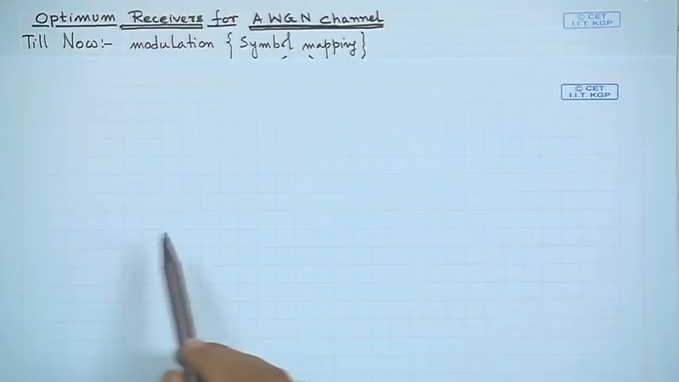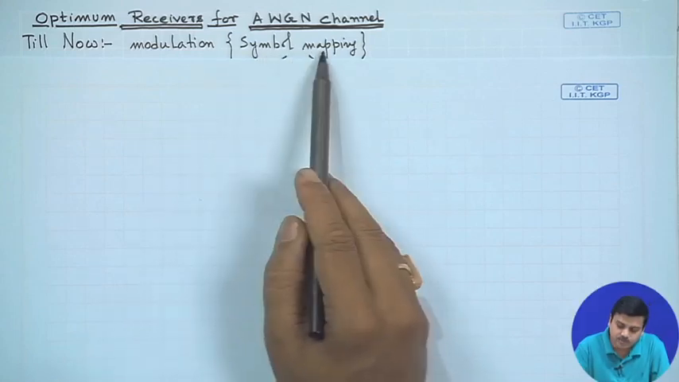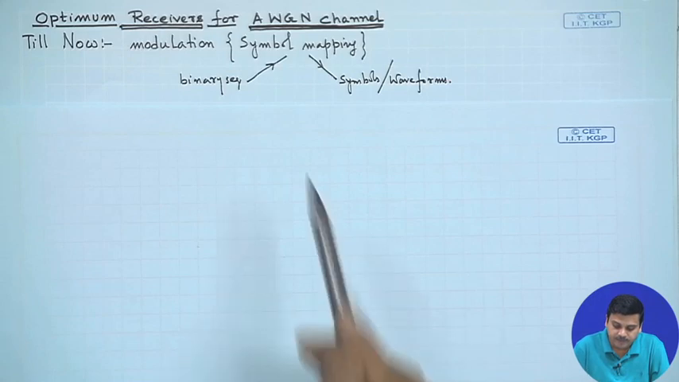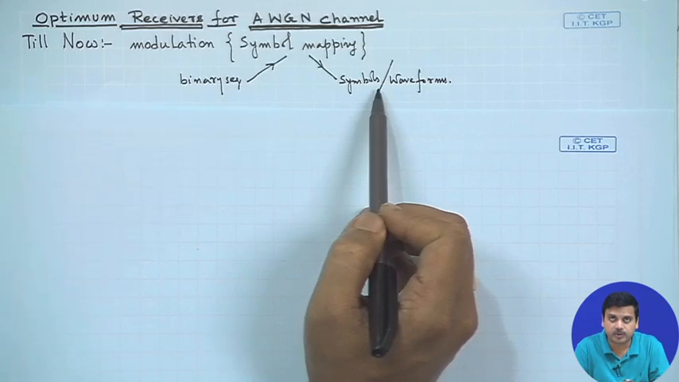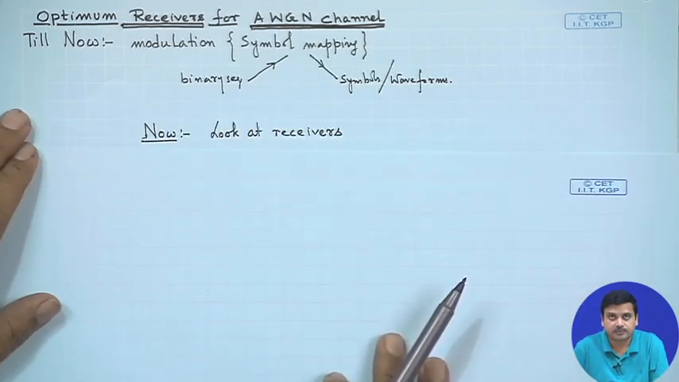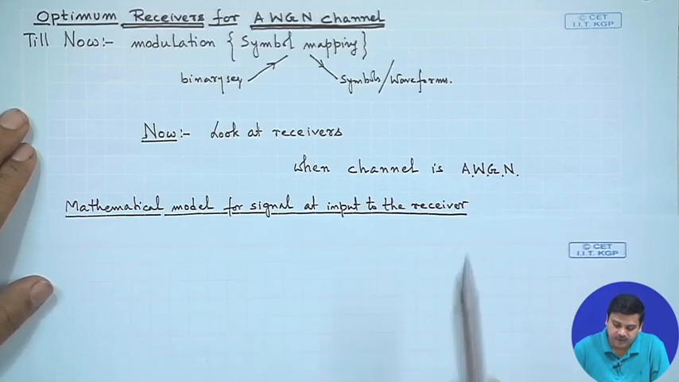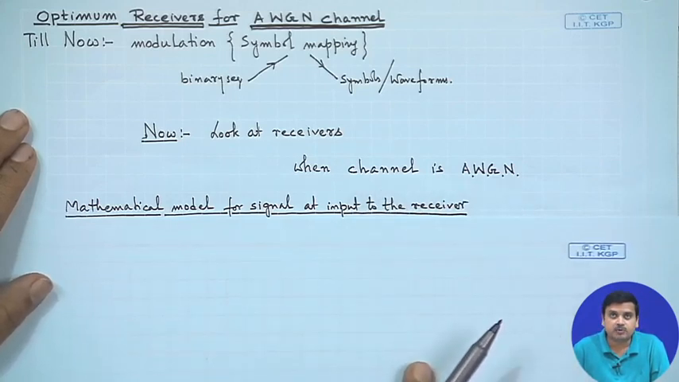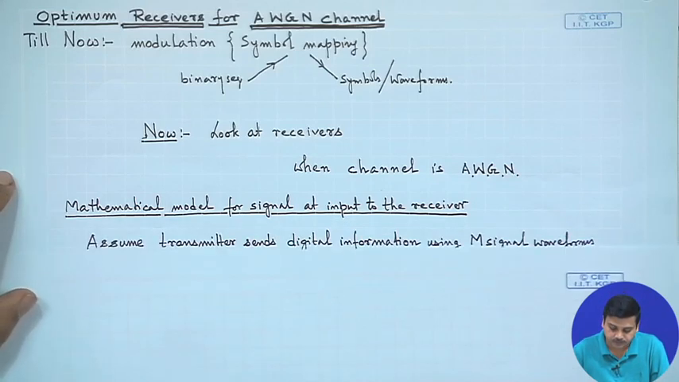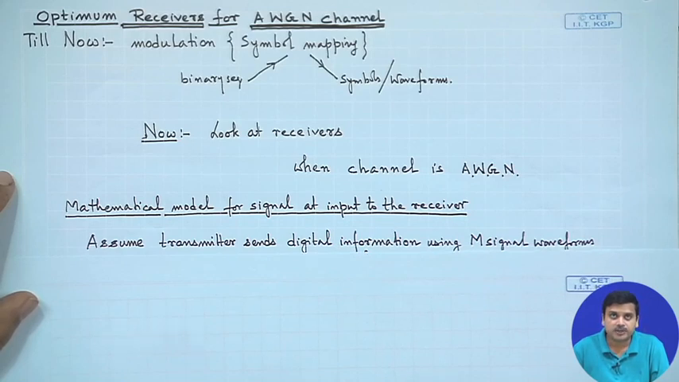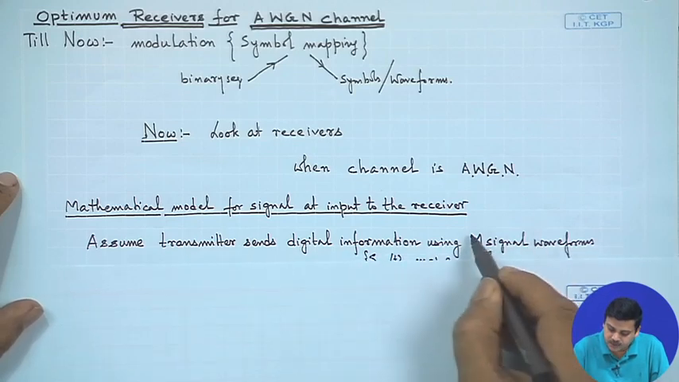So, when we talked about modulation, we talked about symbol mapping. So, when we did symbol mapping, we had a binary sequence getting mapped to certain waveforms or symbols and then sent out into the system. Now, when you look at the receiver and when the channel is AWGN, we have described what we mean by AWGN channel. So, first what we need to look at is the mathematical model for signal at the input of the receiver. So, for this we will assume that the transmitter sends digital information using m signal waveforms.